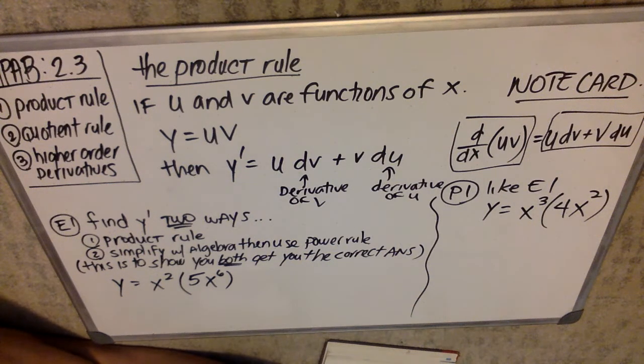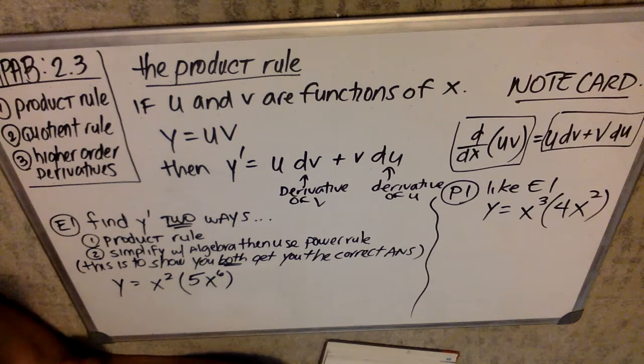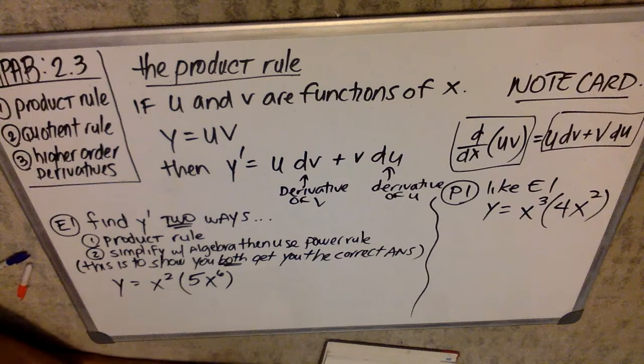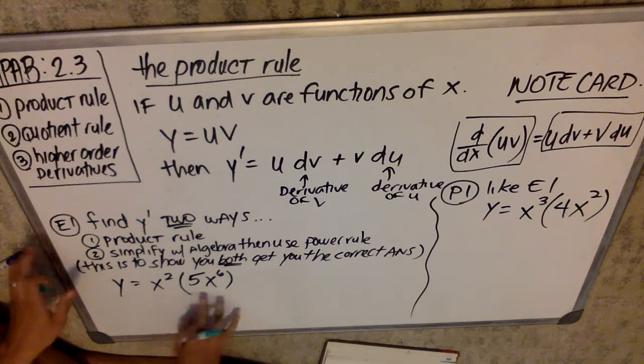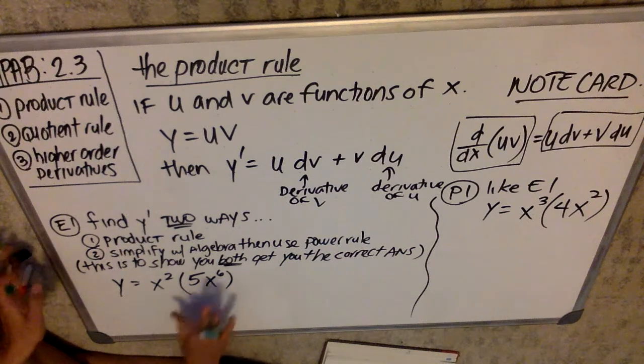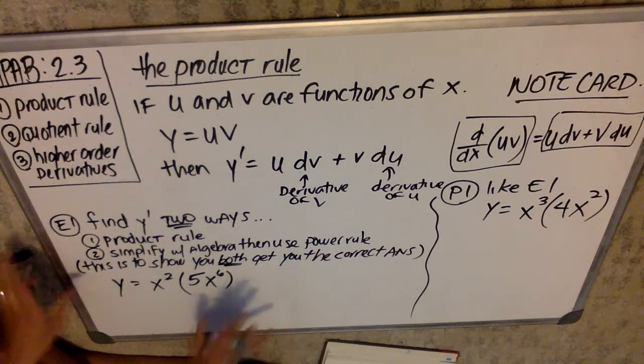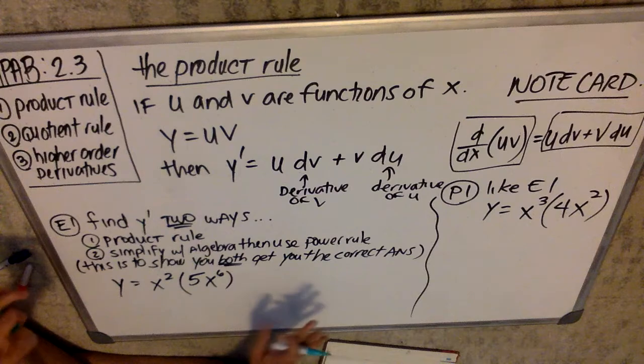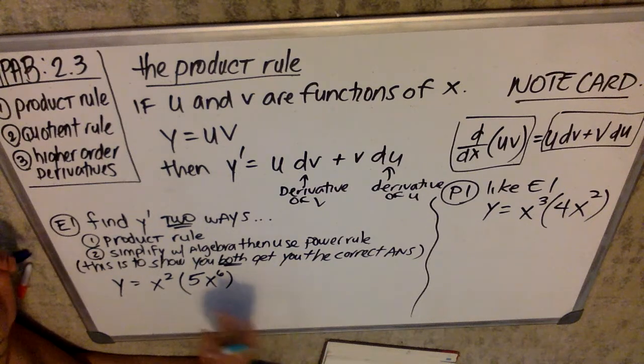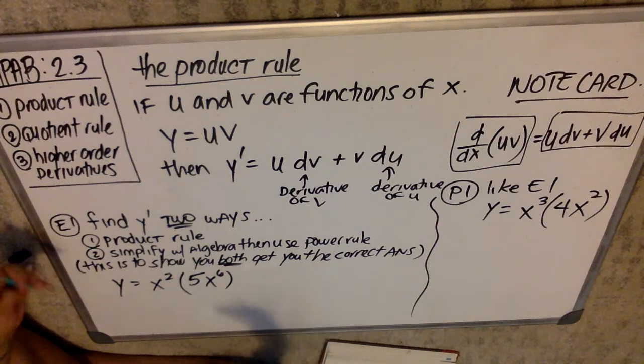So let's walk through some practice now. In example 1 and P1, I'm going to give you a problem that you could differentiate one of two ways, and we're going to do it both ways to show you that either would work. Once we move past E1, P1, I'm going to start giving you problems where the product cannot be simplified and you have to just deal with the product.